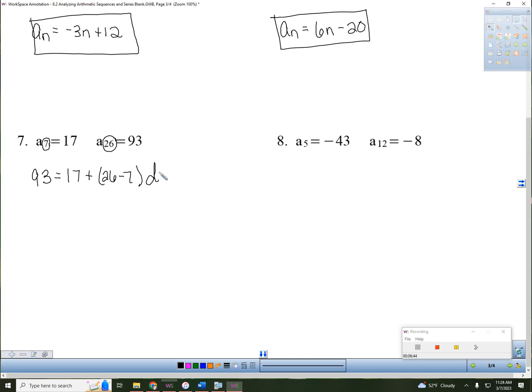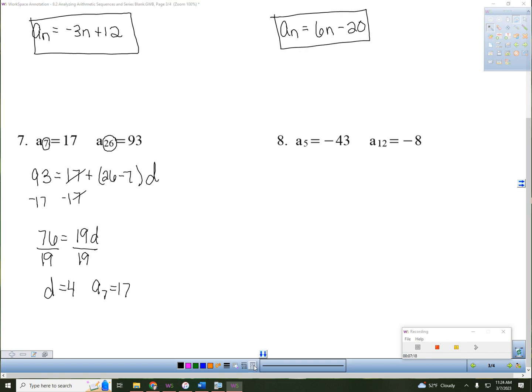Now I just need to solve for d. So I'm going to subtract 17. 93 minus 17 is 76. And then 26 minus 7 is 19 times d. So to solve for d, I divide by 19. So d is 4. Now I can choose to use either of these terms. It doesn't matter. I'm just going to use the 7th term and do what I did on 5 and 6.